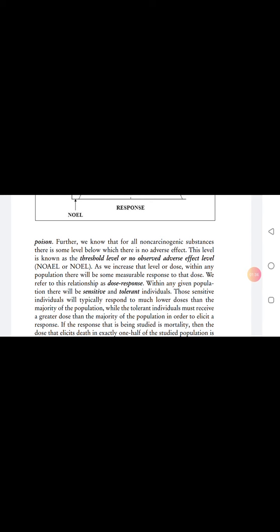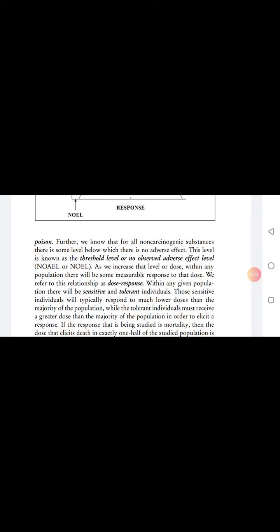But if the dose of that substance is taken high, it becomes poison. So, this is the dose which makes a substance poison. Actually, the substance is not poison, it is toxic, but if the dose is increased, then the substance becomes poison.